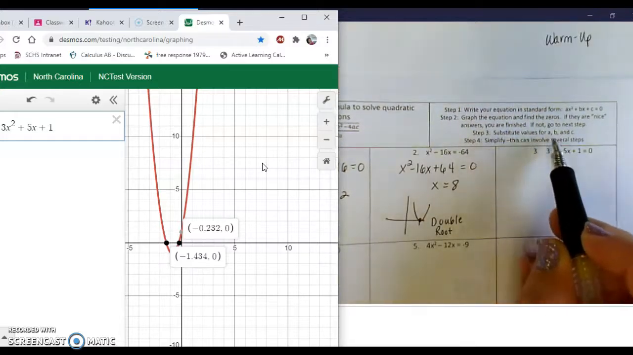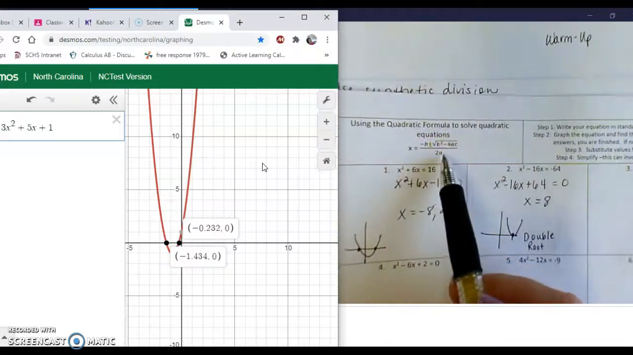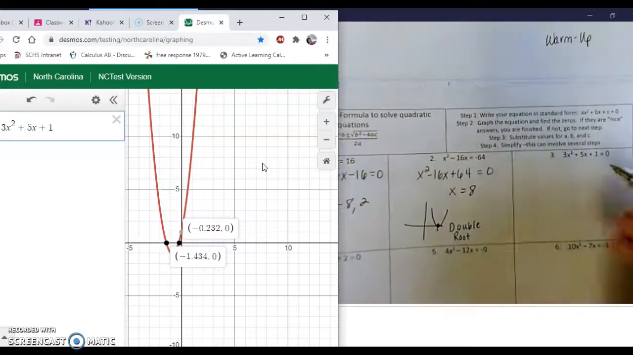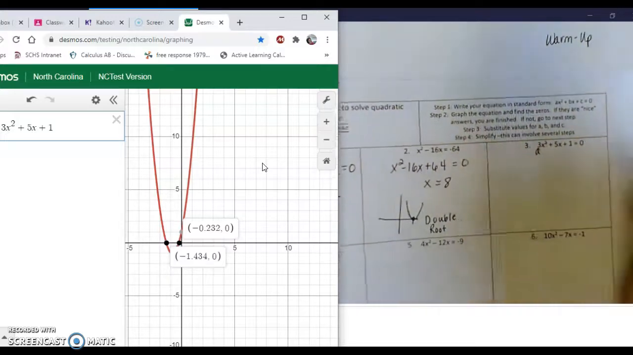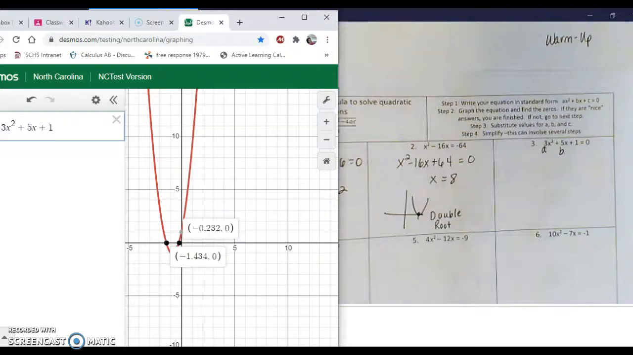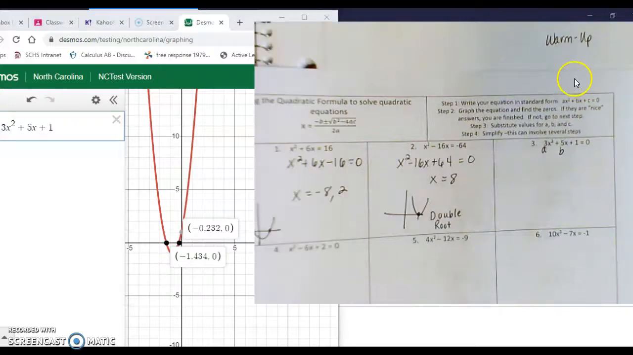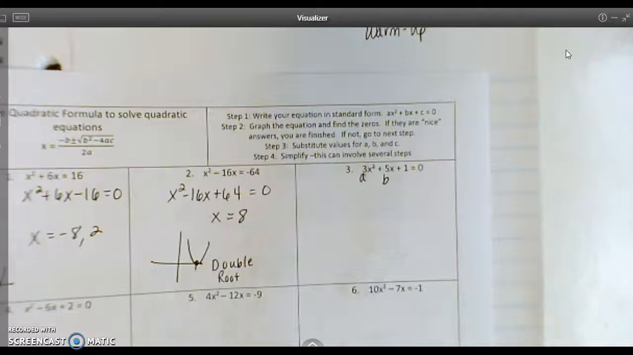We're substituting values for A, B, and C. So our quadratic formula is here. We have to figure out what A, B, and C are. All right, A is the number in front of x squared. B is the number in front of x. I'm going to make that bigger just so it's easier to see. And C is the number that's by itself.